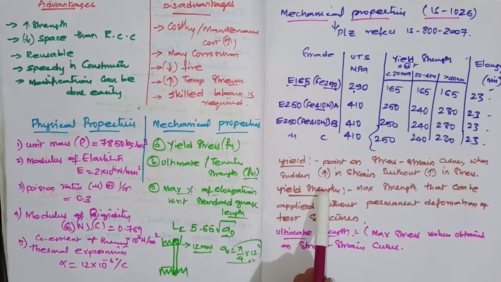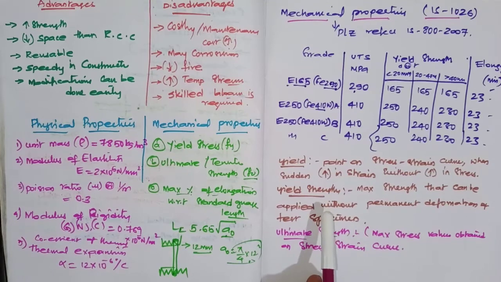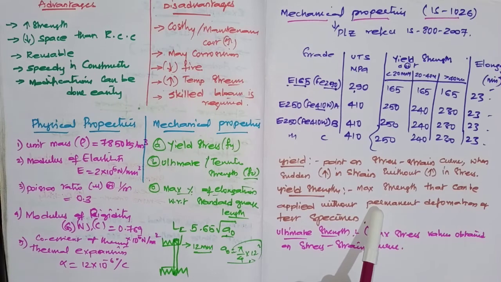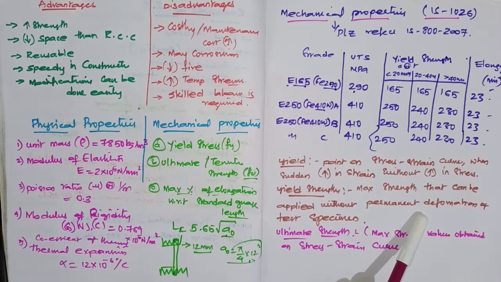Coming to the yield strength, it is the maximum strength that can be applied without permanent deformation of the test specimen. So without permanent deformation, how much maximum strength can be applied, that strength is called the yield strength. Permanent deformation means what? If I apply a load and if I remove it, it comes back to its original position. That is nothing but a deformation, not a permanent one. Without permanent deformation means it bounces back. If it is unable to bounce back, then the stresses will remain inside, that is called residual stresses. That is another condition.